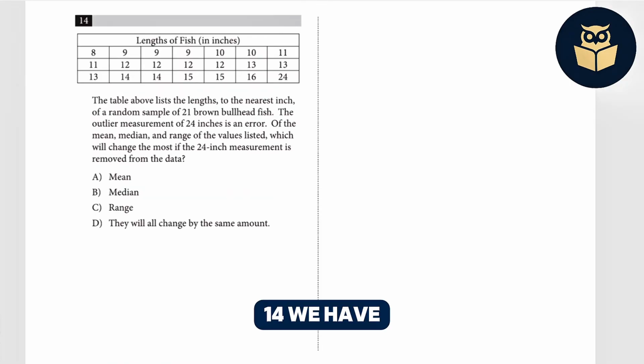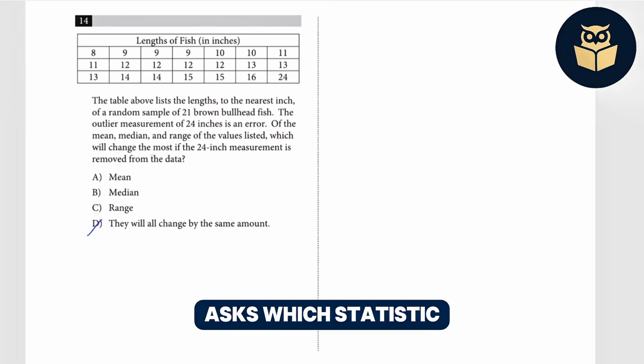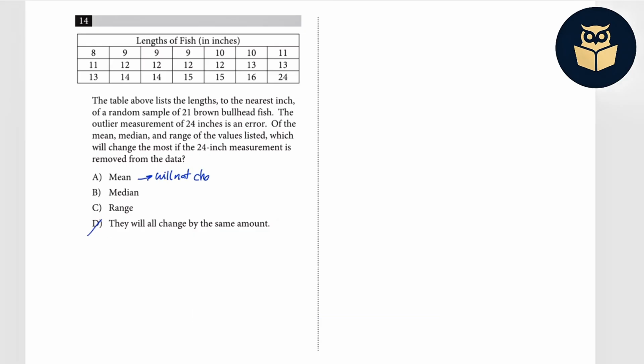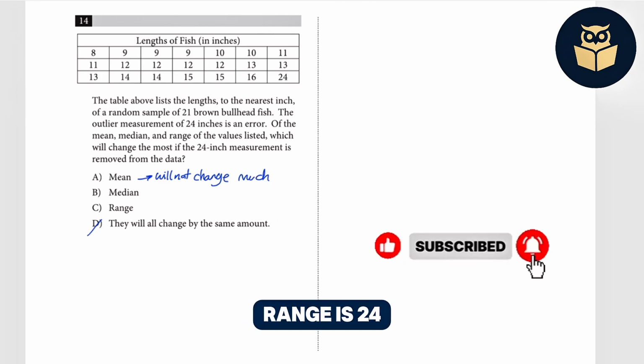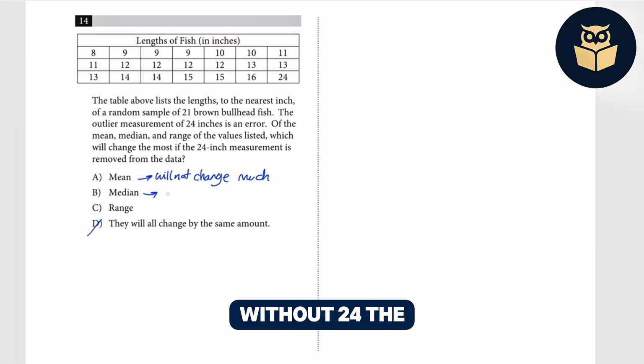For question 14, we have a list of fish lengths, and there's a clear outlier, a 24-inch fish. The question asks which statistical measure changes the most if we throw out that 24-inch measurement. The range is simply the maximum minus the minimum. With 24, the range is 24 − 8, or 16. Without 24, the range plummets to 16 − 8, or 8. That's a massive 50% drop. The mean and median change very little by comparison, so choice C, range, is the right answer.